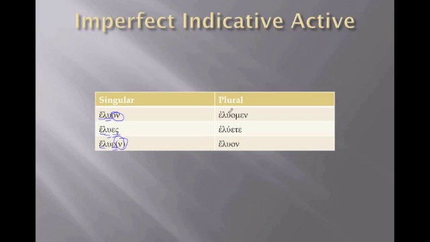Eluomen, notice the accent is shifted a little bit because it can only go back three syllables, but we still have our augment, present stem, ending. Eluete, and eluon, augment, stem, secondary ending. Now, if you've been paying attention, the first person singular and the third person plural are identical. Context will tell you what's going on, whether it's I was setting free or they were setting free.